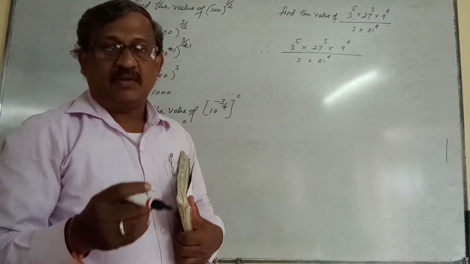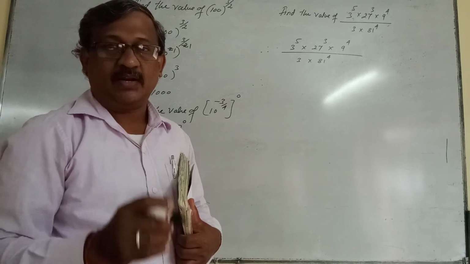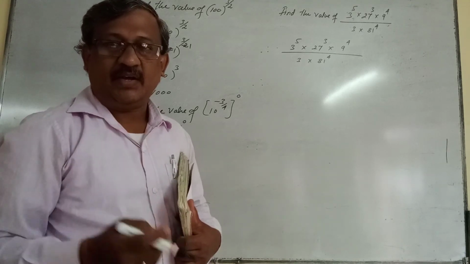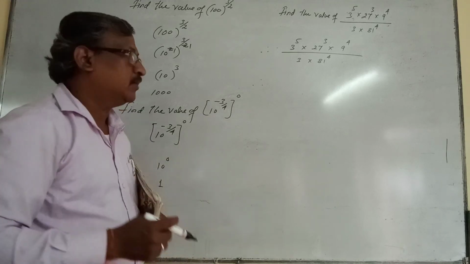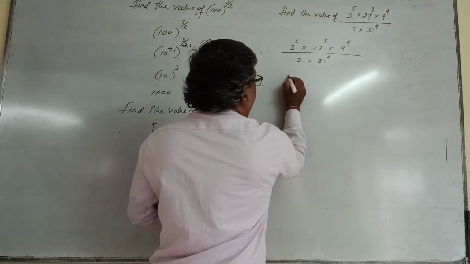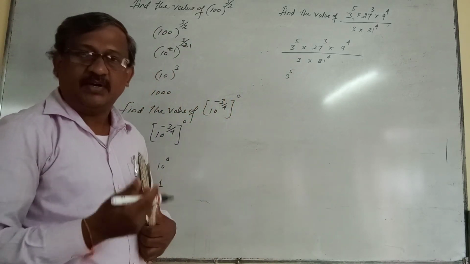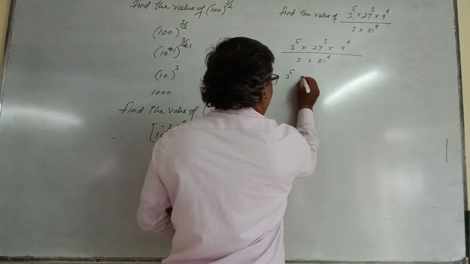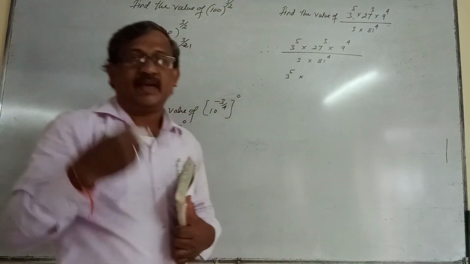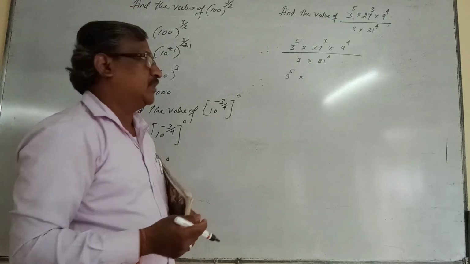So I told, whenever simplification is not possible, at that time you should try to split the value. Try to write the same value in another form. So let's proceed with the solution. 3 raised to 5 you keep as it is, because 3 we cannot split, you write as it is, into, now 27 I can express in another form.